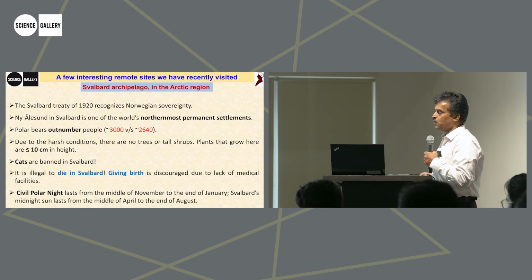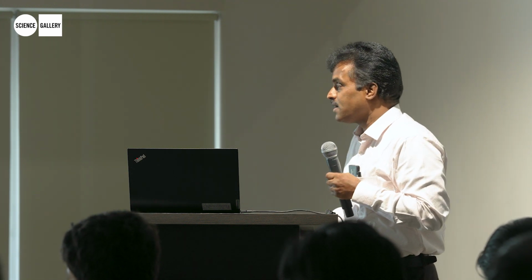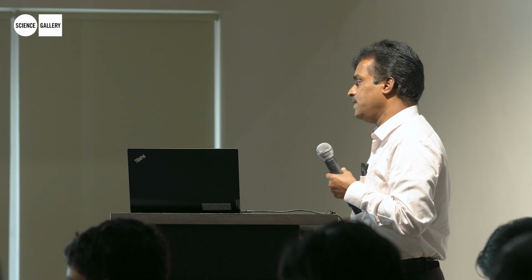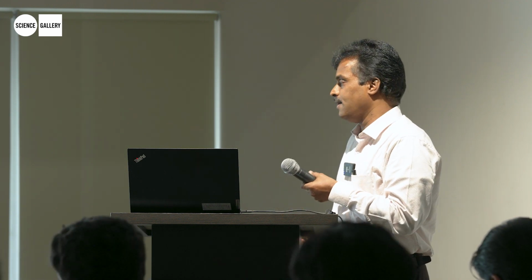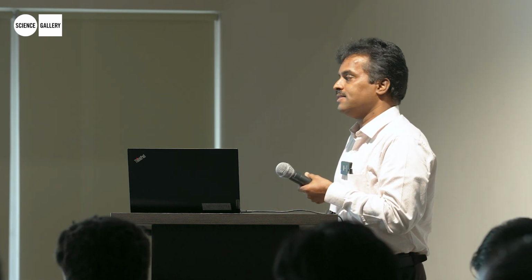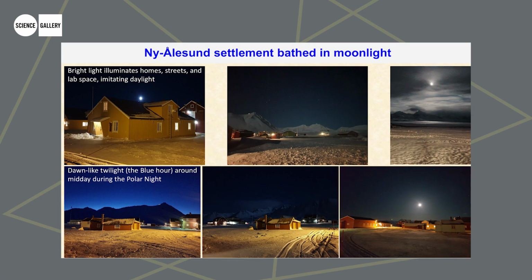And then what is called civil polar night. Civil polar night is when the sun is about 6 degrees below the horizon. It lasts from November to January. And then Svalbard, like all of us know, Norway is a land of the midnight sun. Between April and August, the sun almost never sets. So these are pictures taken in Ny-Ålesund when we had the moon, and when it bathed Ny-Ålesund town in moonlight, that's when we could see the surrounding peaks.